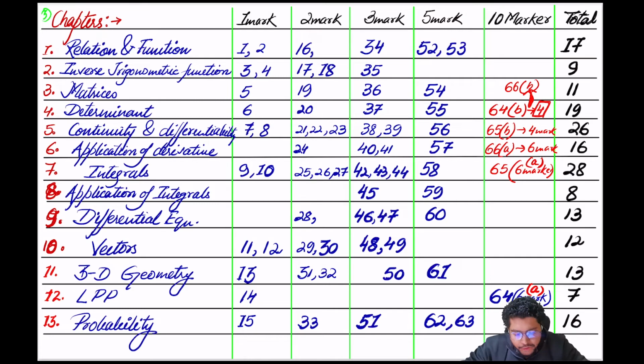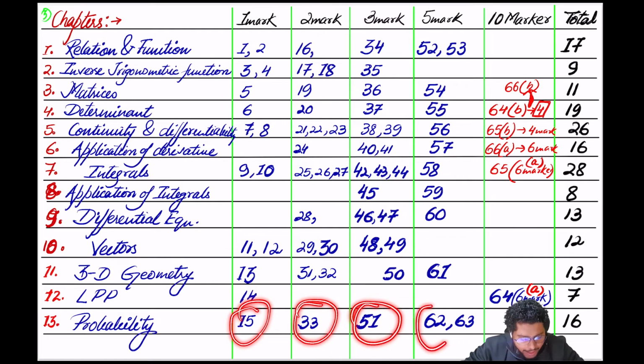Now, application of integrals: 1-3 marker, 1-5 marker, max 8. Differential equations: 1-2 marker, 2-3 marker, and 1-5 marker. So 13. Vectors again: 2-1 marker, 2-2 markers, and 3-2 markers. Okay, so 12. 3D geometry: 1-1 marker, 2-2 markers, 1-3 marker, 1-5 marker. LPP: 1 marker and 6 marker. So 7. Probability: 1 marker, 2 marker, 1-3 marker, and 2-5 markers.